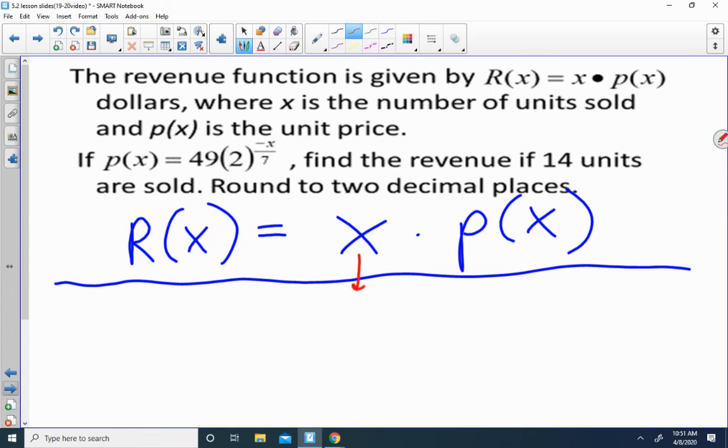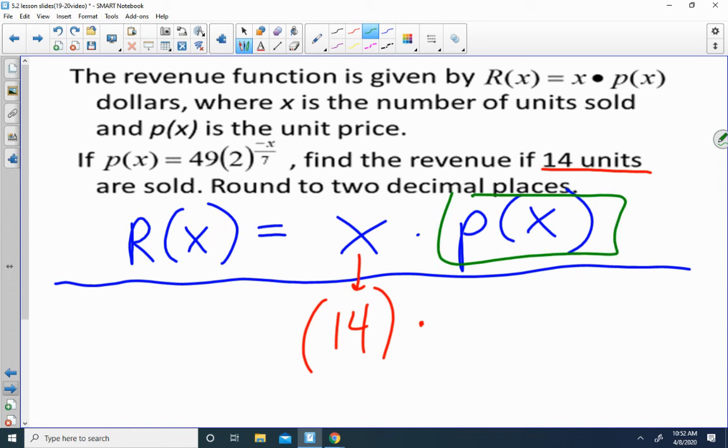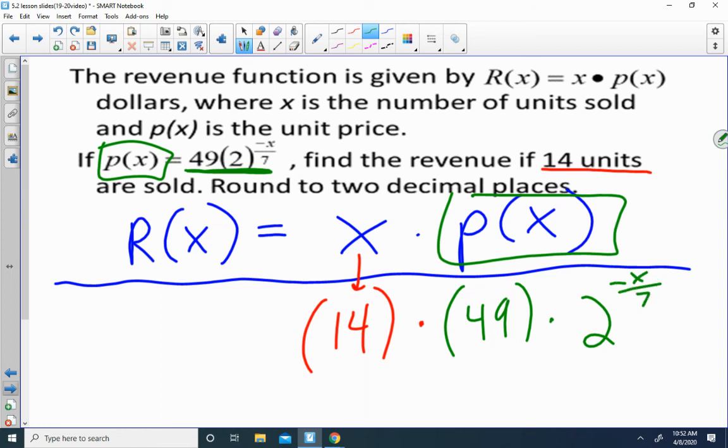X, again, is the number of units, and the number of units we have sold is 14. So we're good so far. Now, p of x is going to be the price, and here is the formula to find the price. Or in other words, we got to do 49 times 2 to the power of negative x over 7, where x is the number of units, which is going to be 14. So for x, we're going to put 14. So let's go ahead and do that.